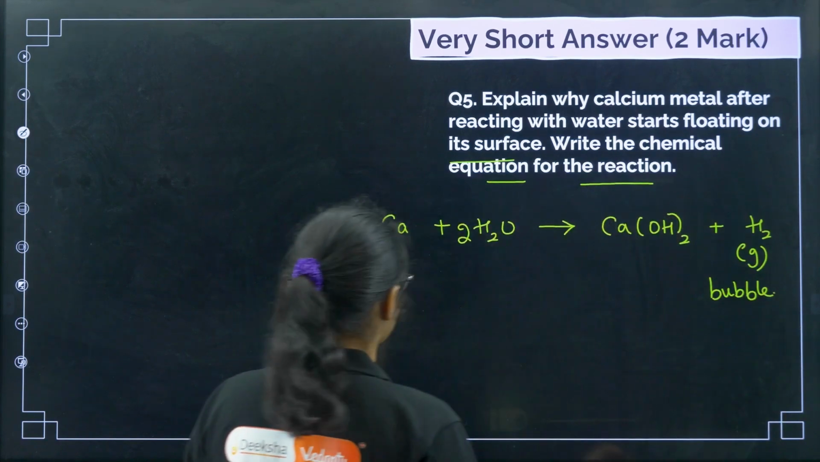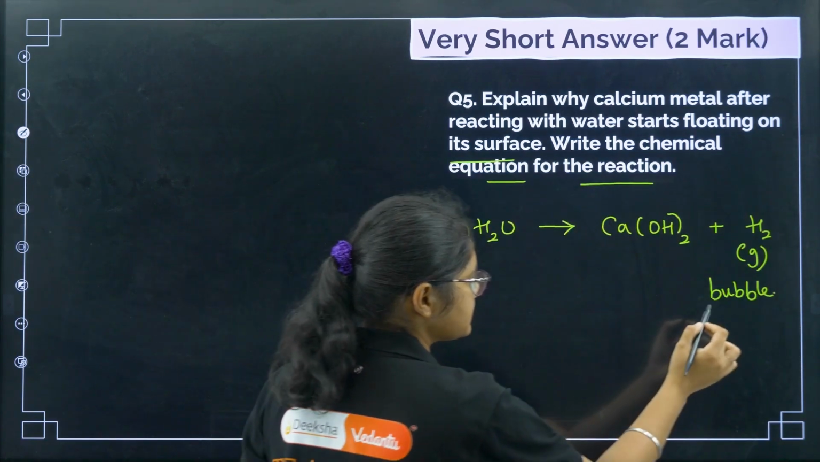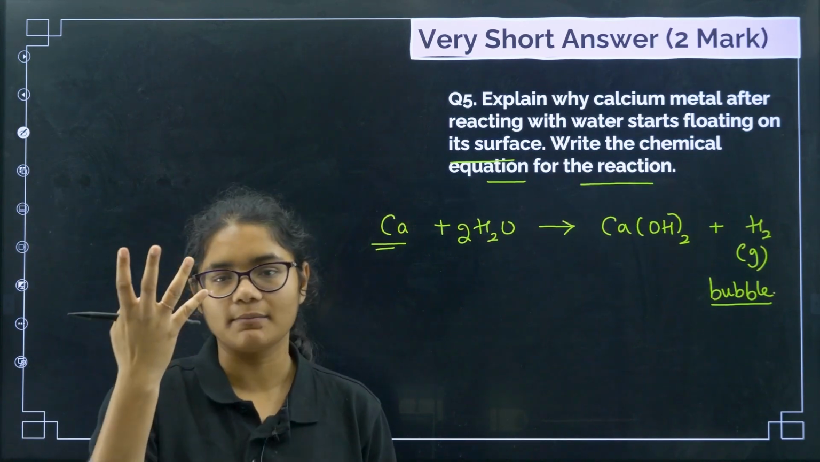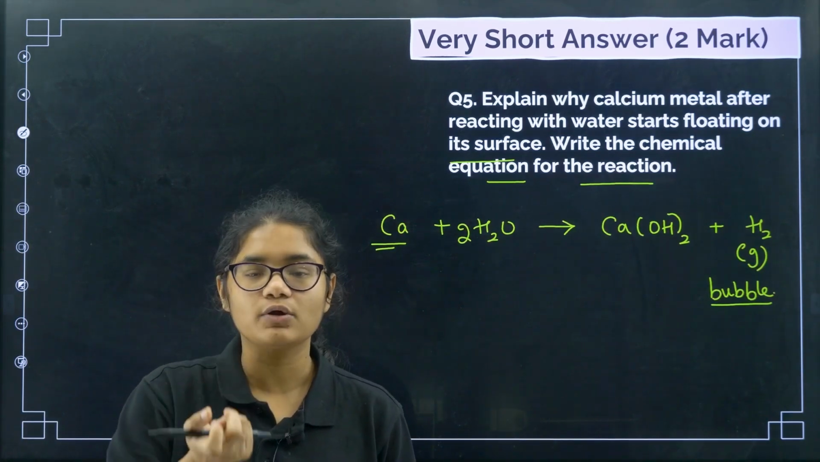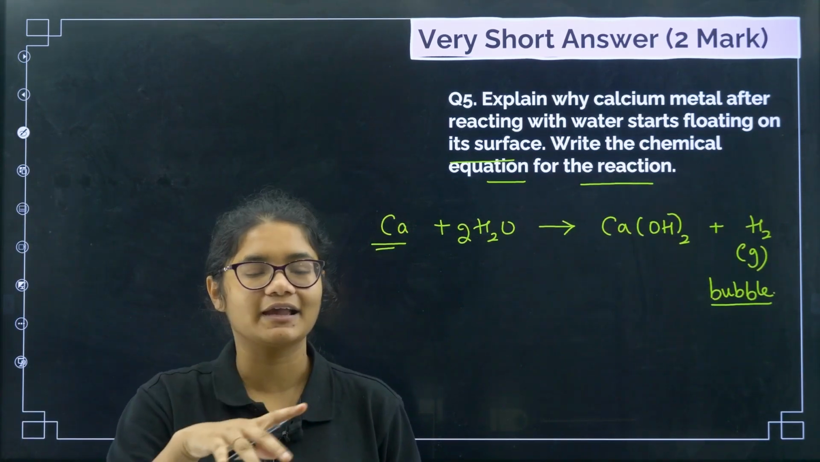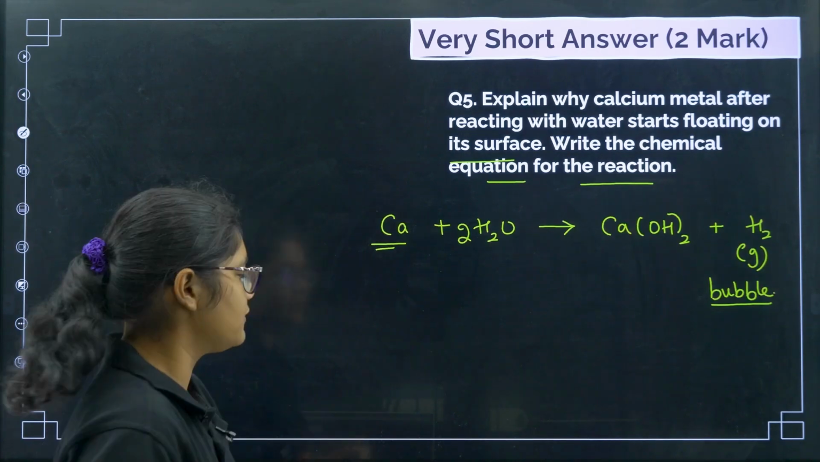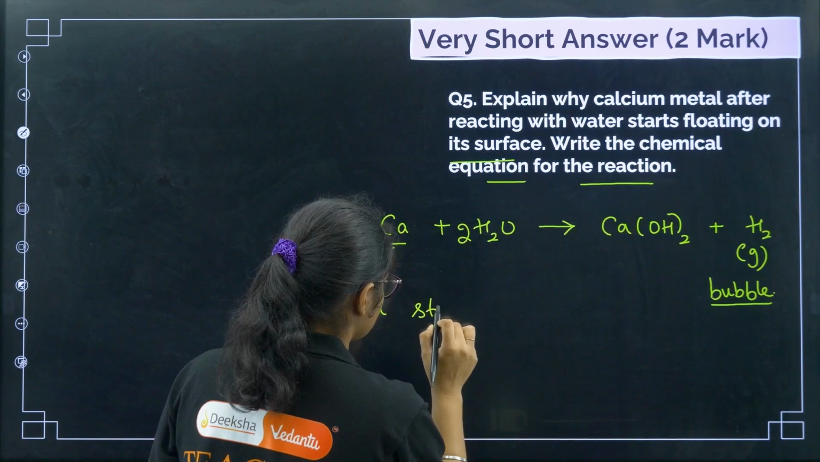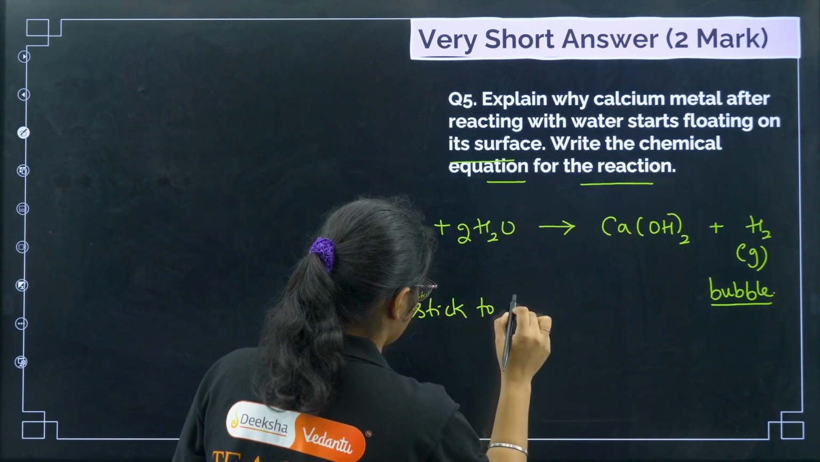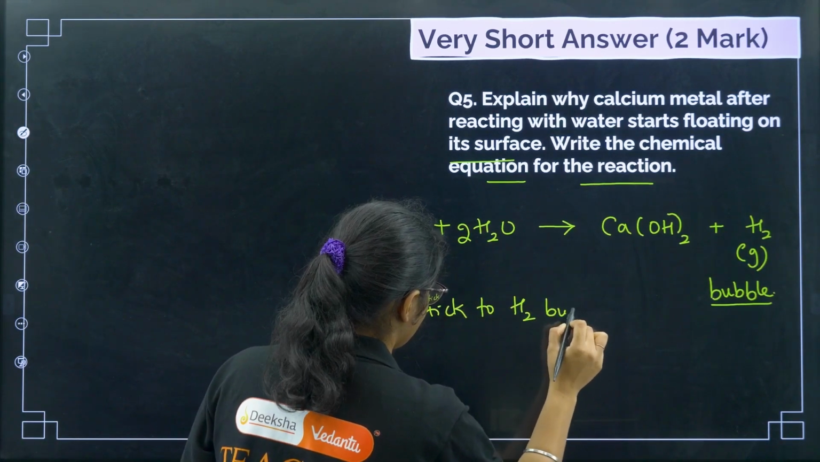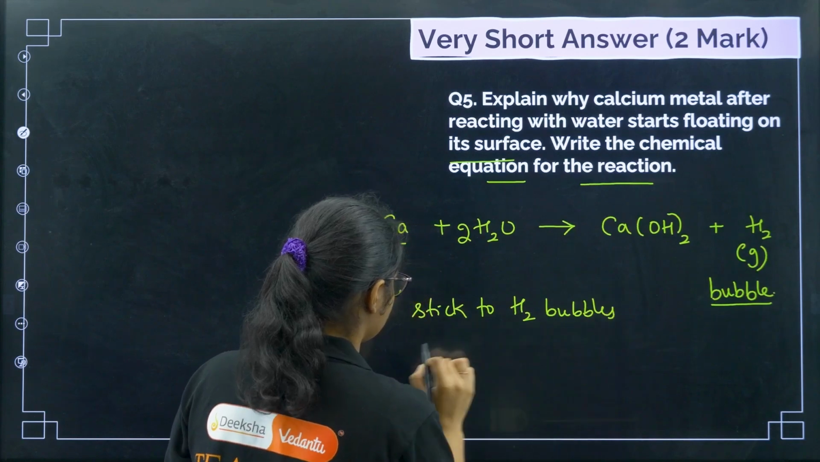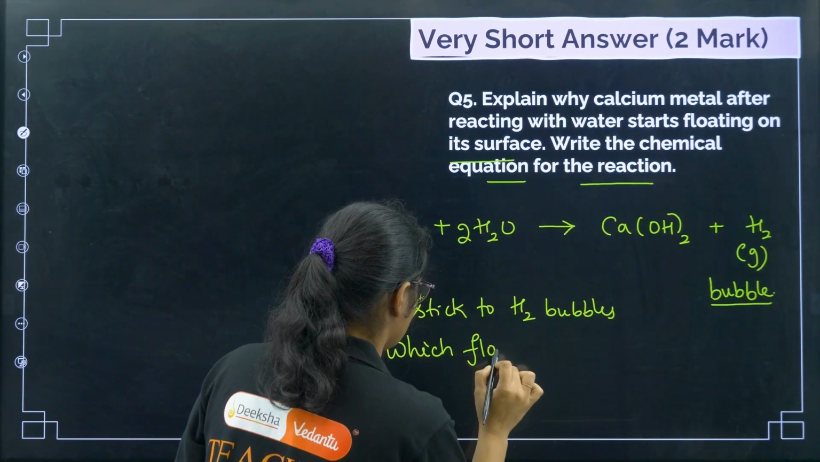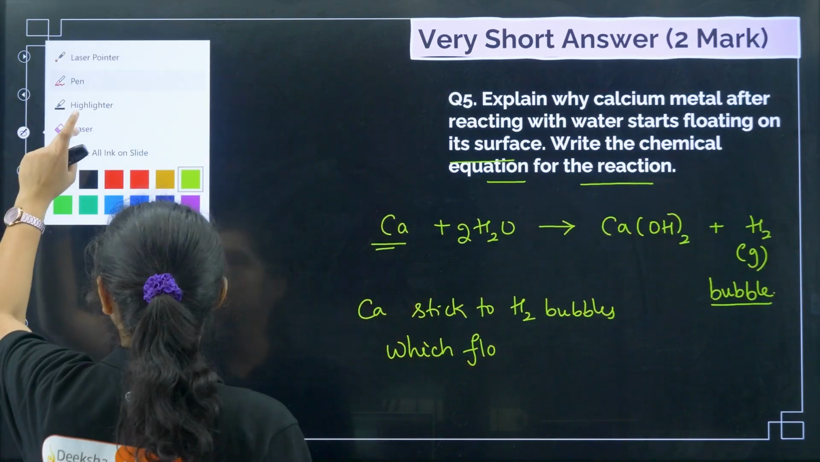Okay, so now what happens, the bubbles stick to the calcium. So when these bubbles come out, the calcium stuck on them also comes out, and it seems that the calcium is floating. Okay, so you can write down here the answer. The calcium sticks to hydrogen bubbles, which floats upwards, which we can write down.